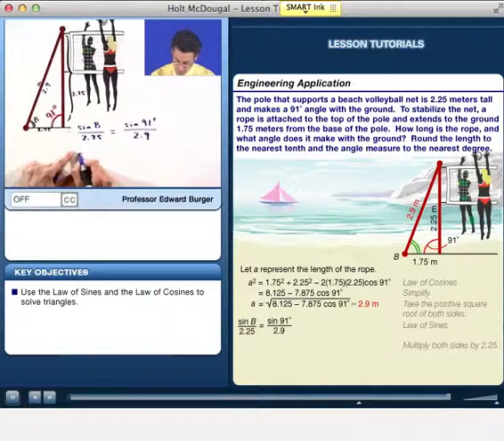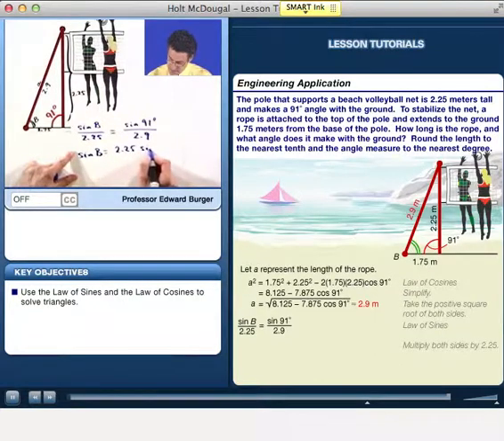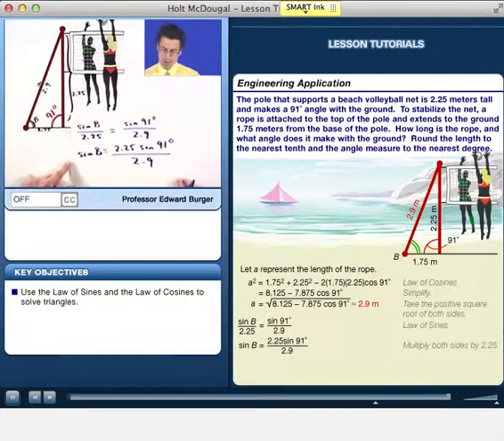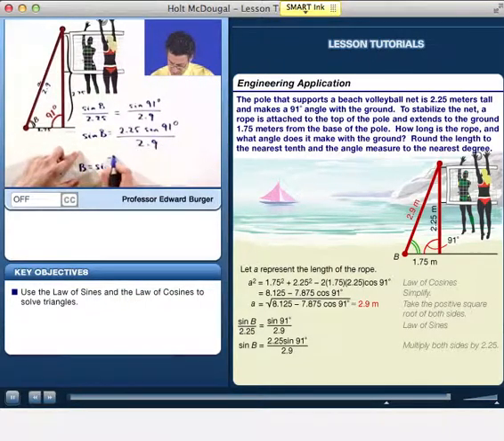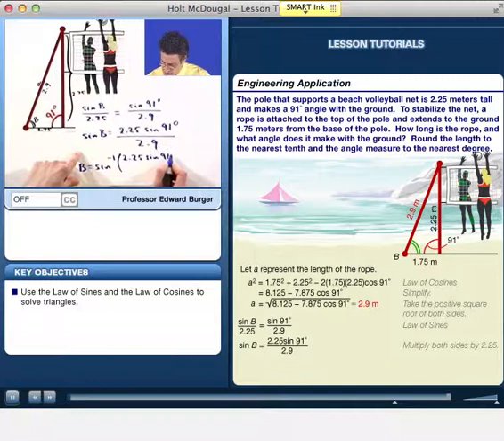Let's see. Sine B equals 2.25 times the sine of 91 degrees divided by 2.9. That's the sine of B, but I actually want B. So how do I find B? Well, B is going to be the inverse sine function. So B is going to equal the inverse sine of 2.25 times sine of 91 degrees divided by 2.9.